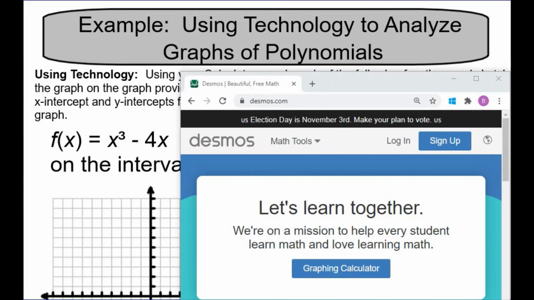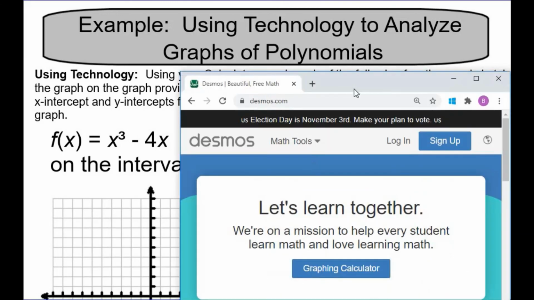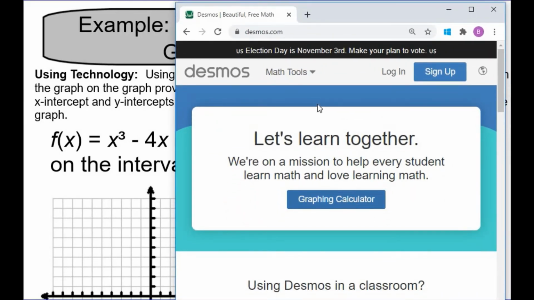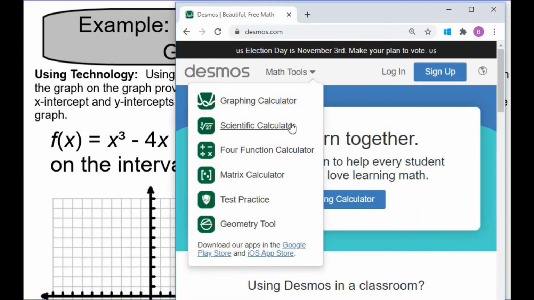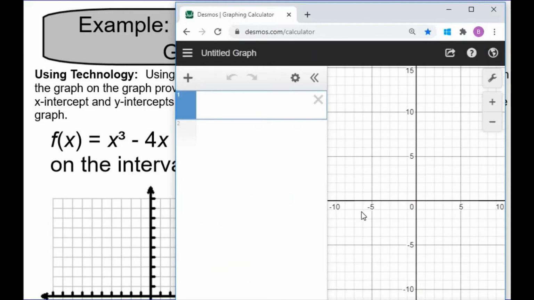So this video is going to go over how to graph when you have to use technology. And I'm going to focus on using Desmos. So please go to Desmos and click on the graphing calculator as opposed to scientific or four function. So it's literally this simple on Desmos. You just type in the function. You can type y equals if you want, or f of x. It's up to you.